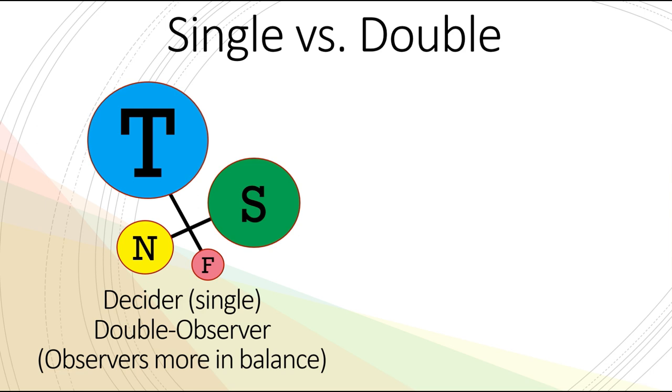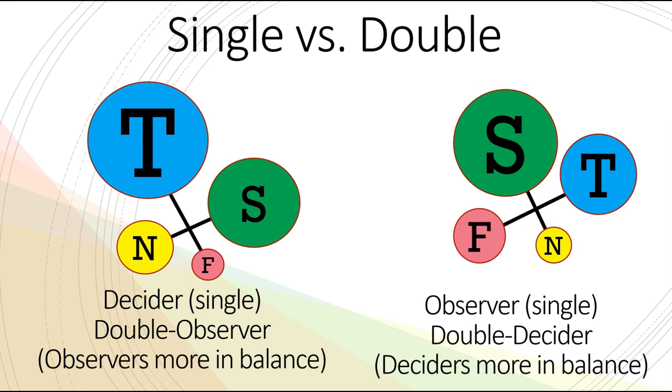People who are double observers get hung up on people issues, not as much on thing issues. People who are savior observers are really using one observer, not both. But their deciders, so their feelings and thinking decision functions, are more in balance. We'll call them double deciders. They tend to not really get hung up on people issues, but they get really hung up on things, information, and chaos versus order stuff.